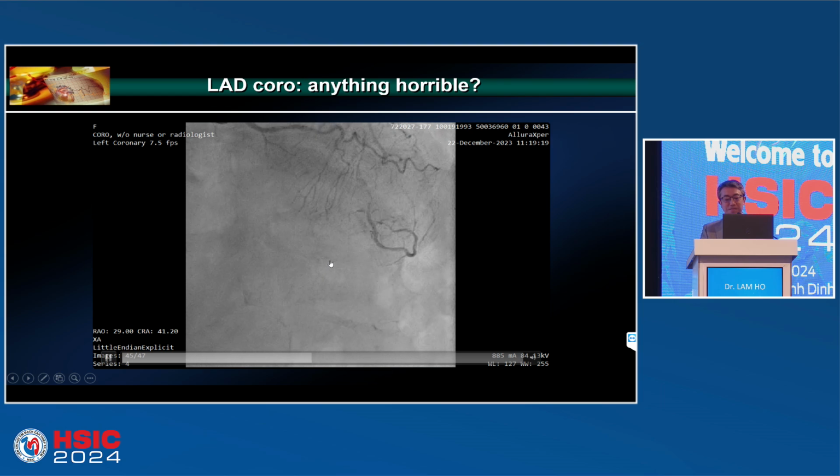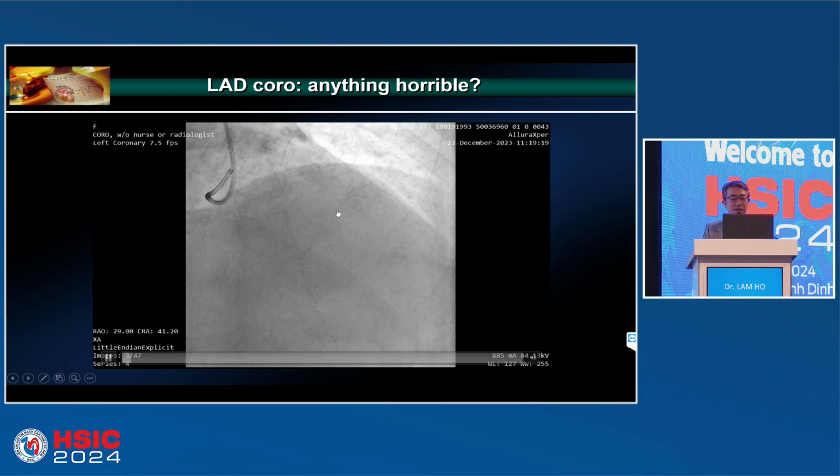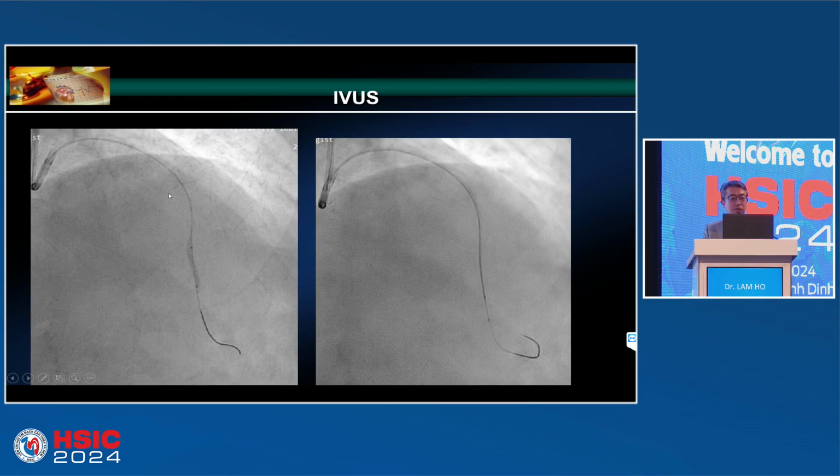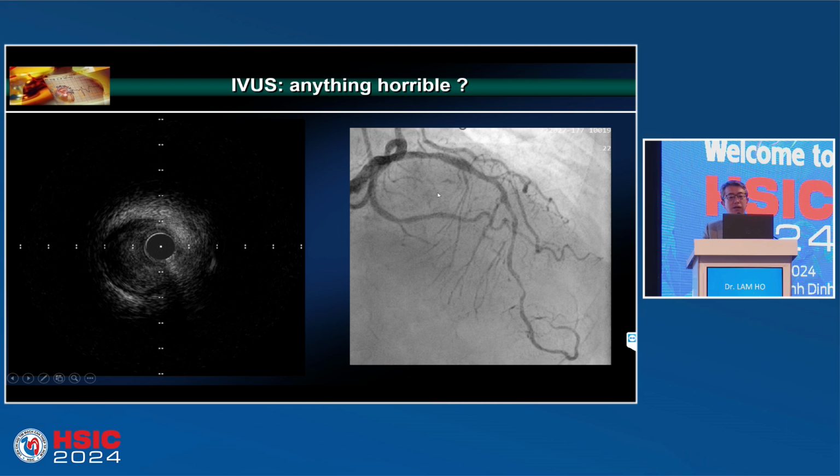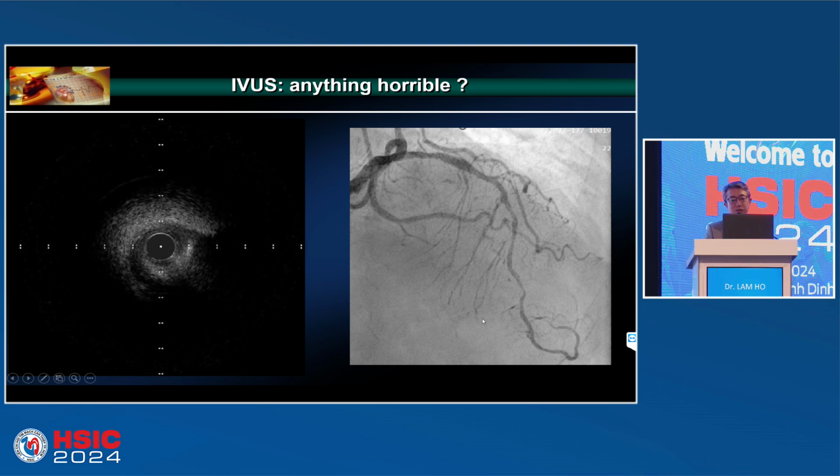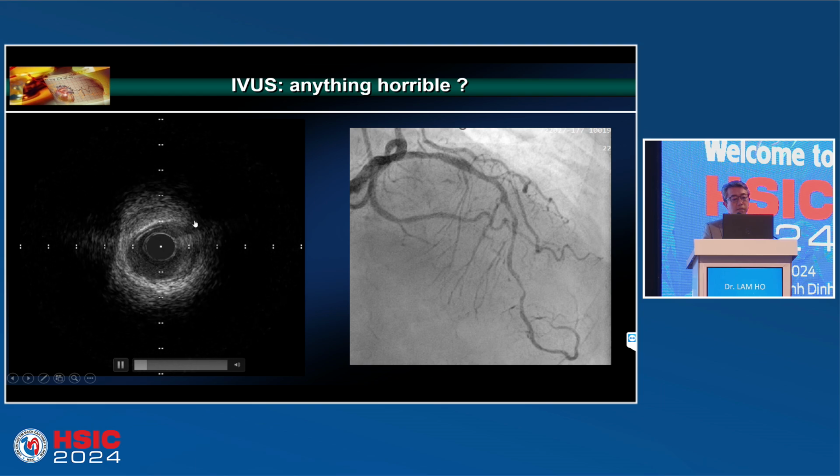Okay, nothing, right? So, as usual practice, we just predilate and then do the IVUS from the very distal LAD to the left main. Okay, this was the angiogram of the LAD, and then we did the IVUS. Did you see anything horrible in the IVUS? So we start the IVUS from the very distal LAD. You can see a very small vessel, lots of lesions, lots of plaque.